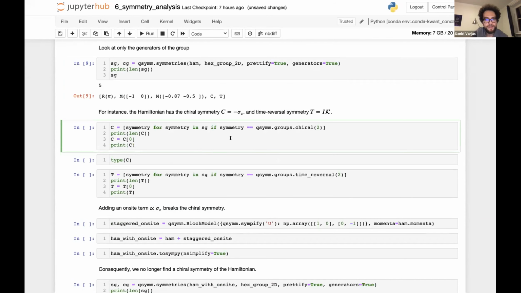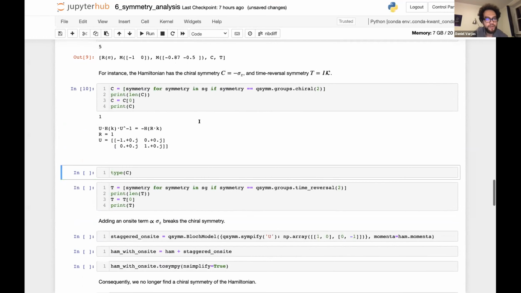Let's look more at this chiral symmetry. So with this list constructor, I'm just picking out the symmetry from the symmetry group, which is a chiral symmetry. And then I'm printing it. So indeed, I only have one of the chiral symmetries, and the explicit form of it looks like this. So what does it do to the Hamiltonian? Well, it acts with its unitary part from the left and the right, and it changes the sign of the Hamiltonian, it flips the energy. And we see that its unitary part is minus sigma z.